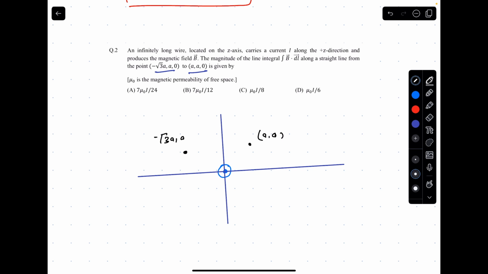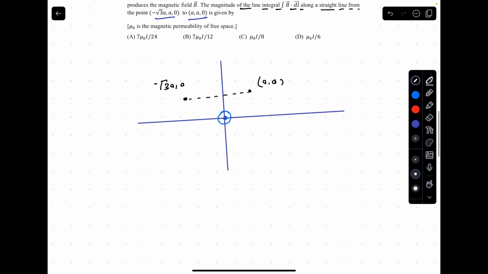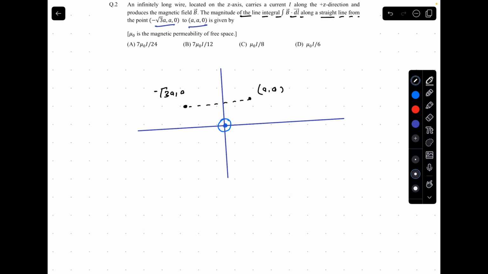Now what they are asking is the magnitude of the line integral of B vector dot dl along a straight line. So this is a straight line, and we just need to find the value of the line integral of B dot dl. Here, first I need to calculate the magnetic field B. I know the magnetic field due to an infinite wire is mu naught I divided by 2 pi r, from Ampere's law, where r is the radial distance of the point for which we are doing the calculation.